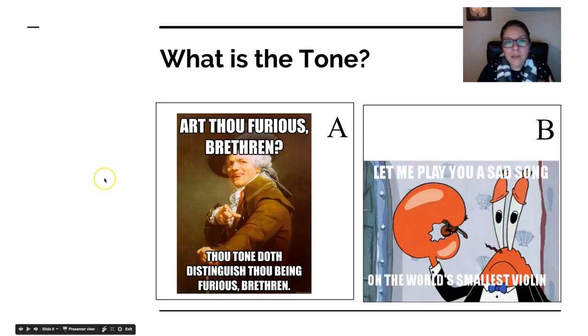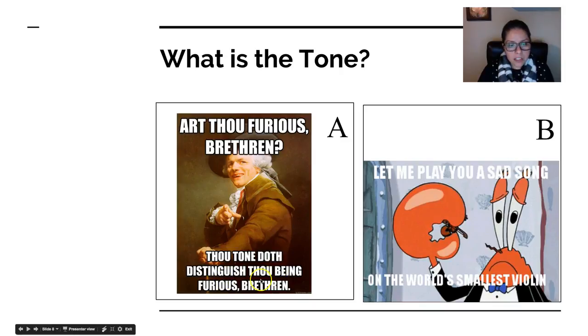Okay, now we're going to go into what is the tone. Tone. Have any of you ever heard maybe your mother or somebody say, "Don't use that tone on me"? What does that mean when they say that? Don't use that tone. I mean, don't be disrespectful. Don't be angry, right?